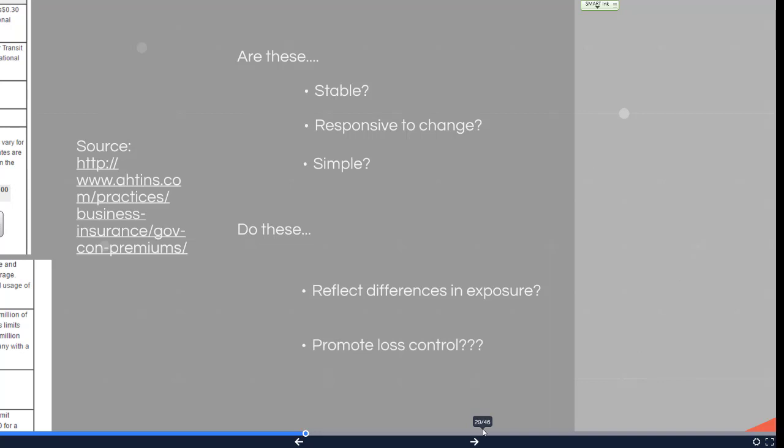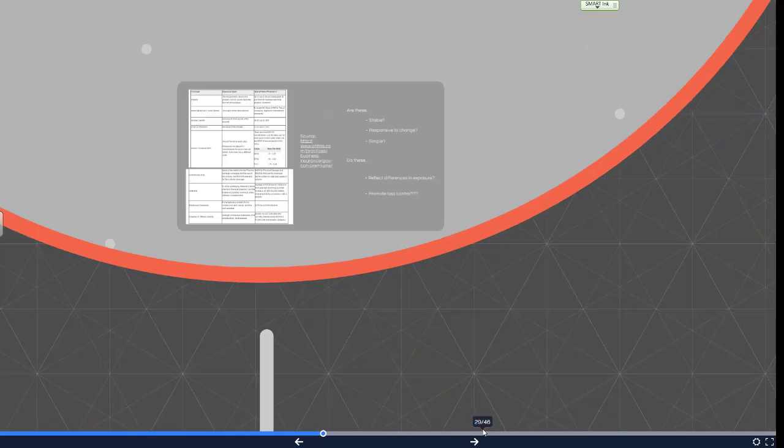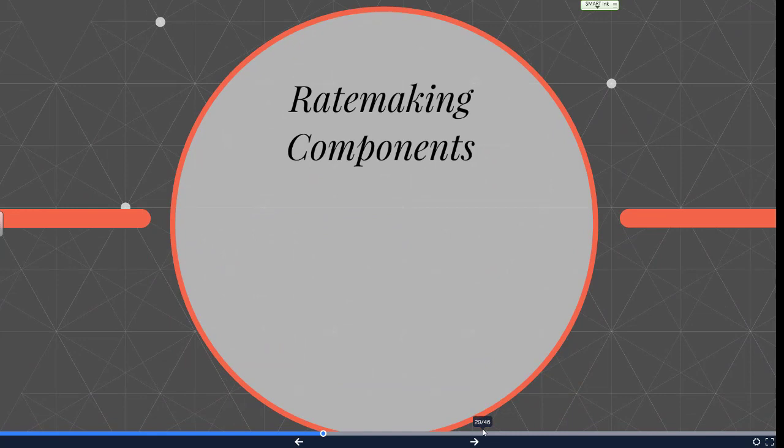As we just went through those different rates from AHT Insurance Company and the basis for exposure, I answered many of these questions. For the exam, you should be prepared to answer them in your own words. Now let's look at rate-making components. This will be review for the most part.